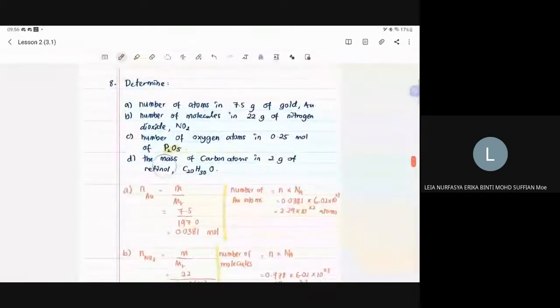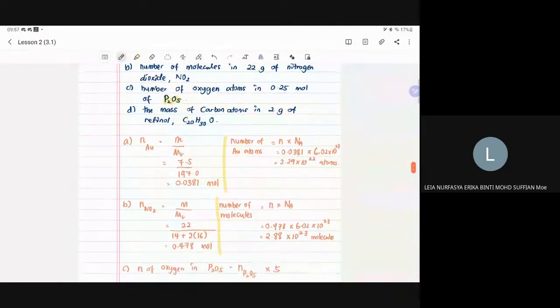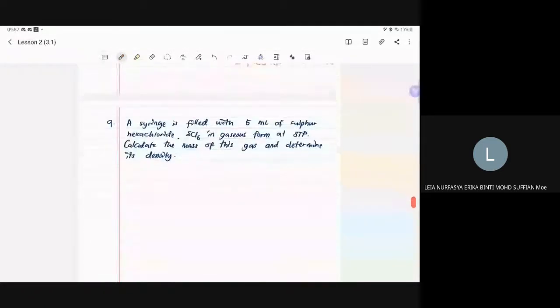And then the last one, mass of carbon atoms in 2 grams of retinol. I believe kamu pernah dengar kan retinol ni, it's in a skincare product. So retinol ni selalu orang beli ordinary tu. Okay. Untuk penjagaan muka, it's a type of vitamin A. This is the molecular formula. Okay. Sebentar muat. Saya kena turunkan bawah sikit.